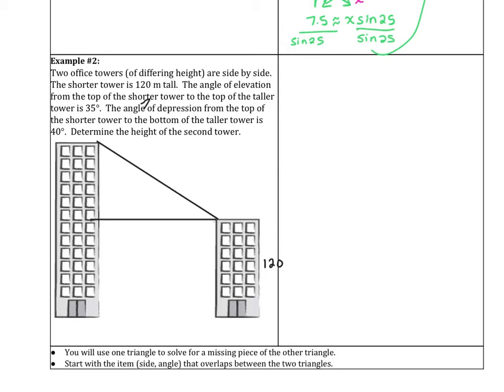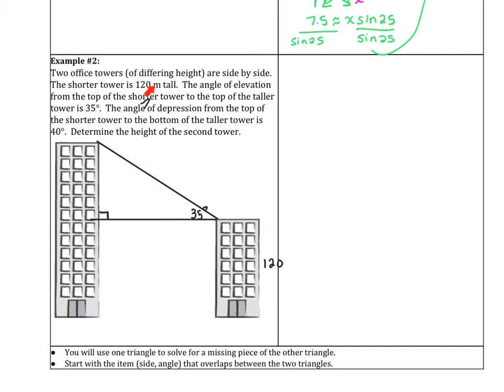All right, so there's the line. That's a right angle. Right there is the angle of elevation. So the angle of elevation from the top of the shorter tower to the top of the taller tower is 35 degrees. So that's that angle right there. That is 35 degrees. So angle of elevation goes from the horizontal line up.